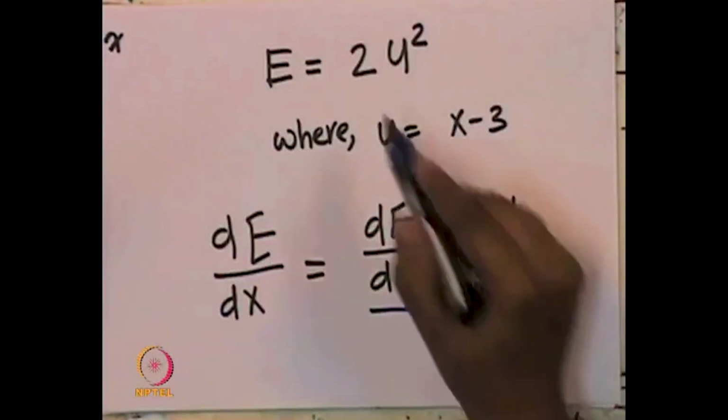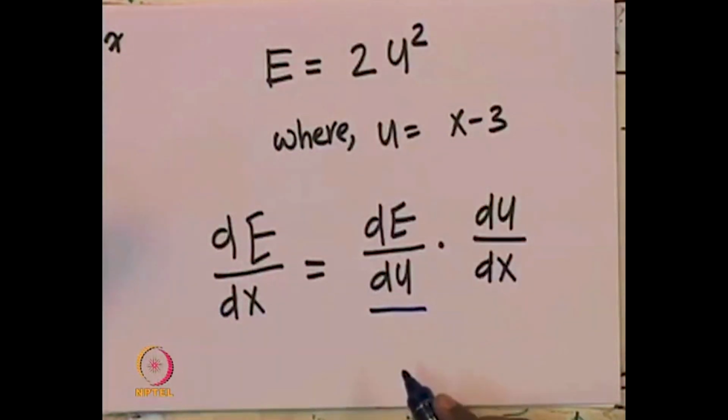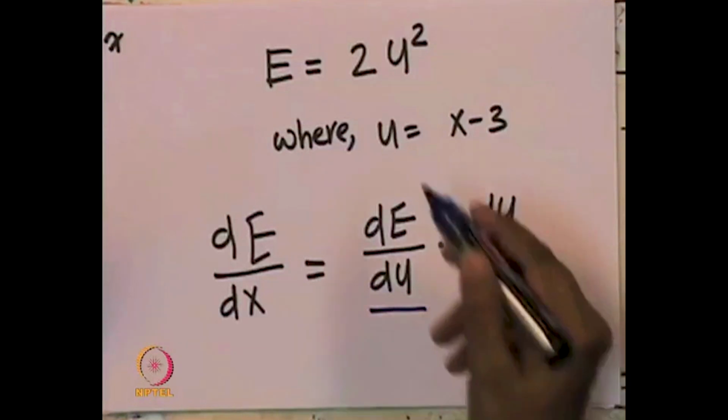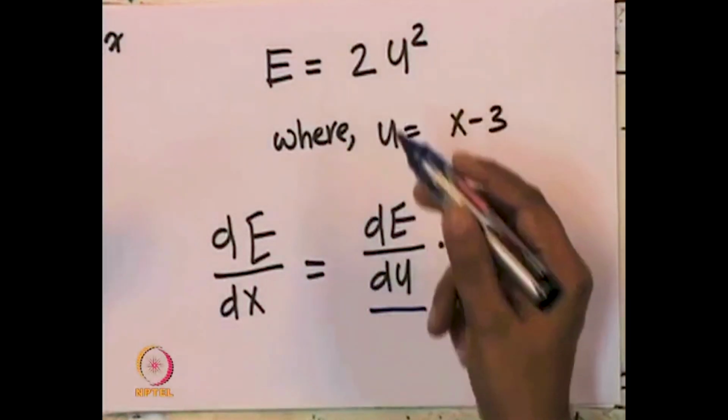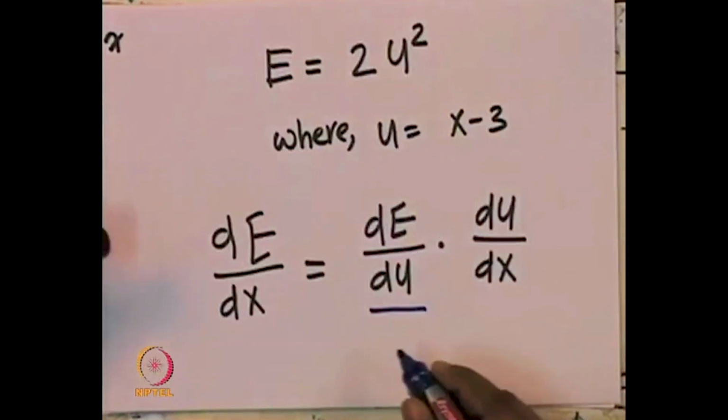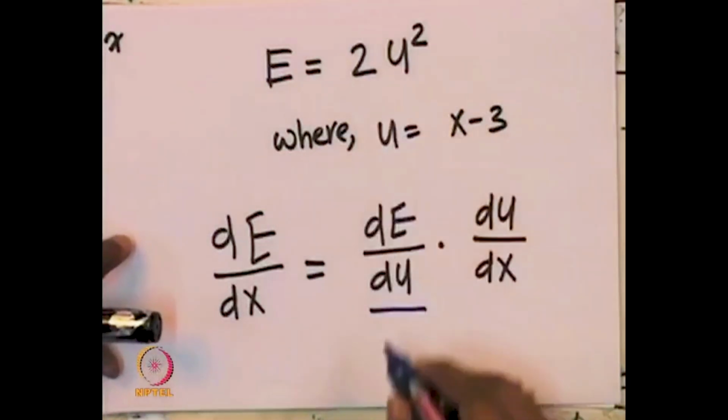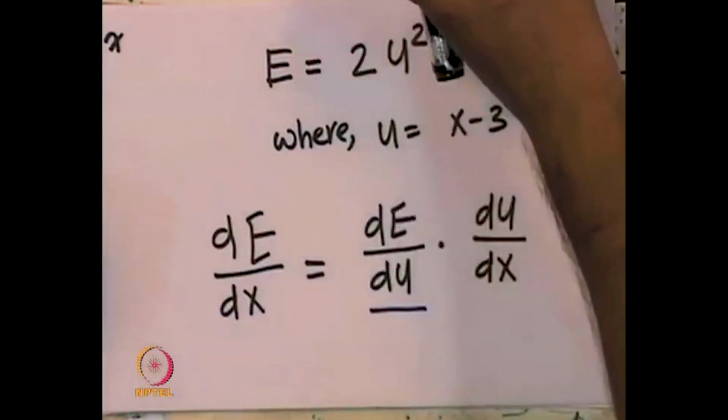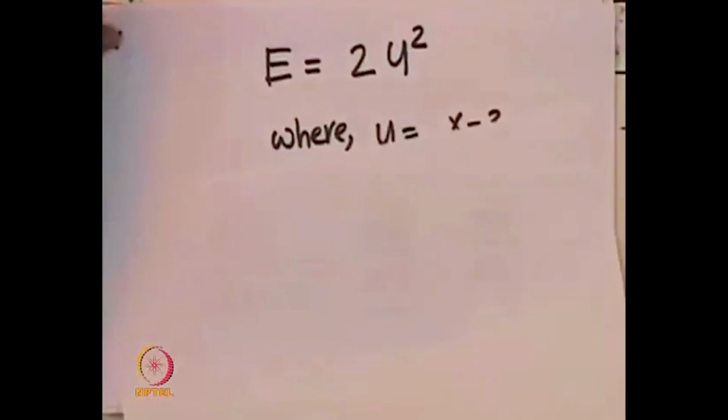dE by du. So E is 2u square. This is like we learned, k n power x power n. So the derivative of u square is 2u, so 2 into 2, 4. Let us write this a little more carefully.